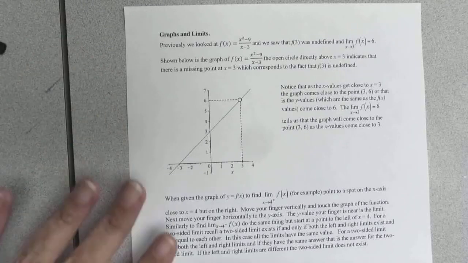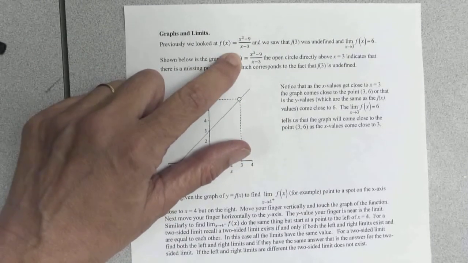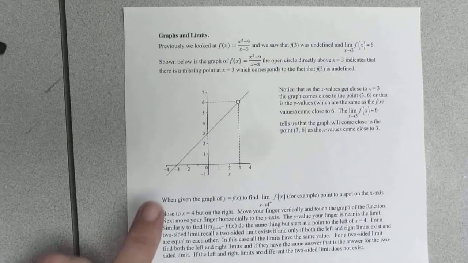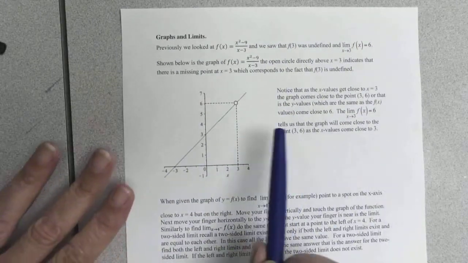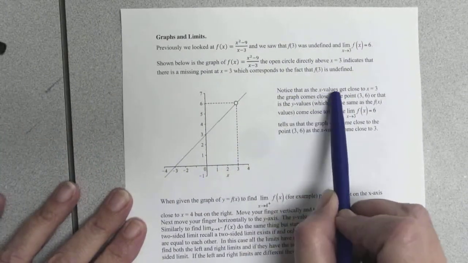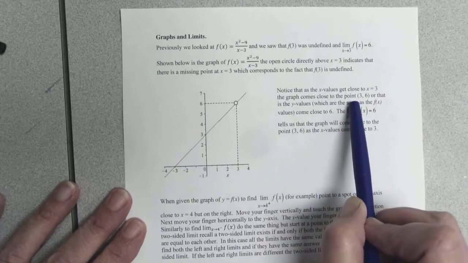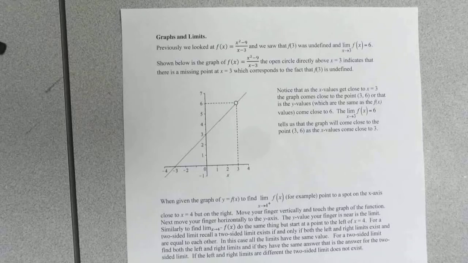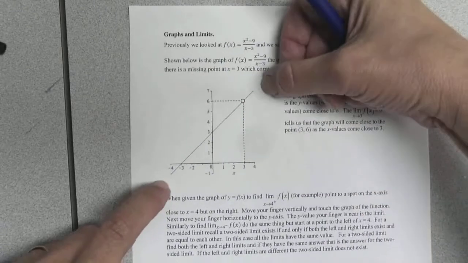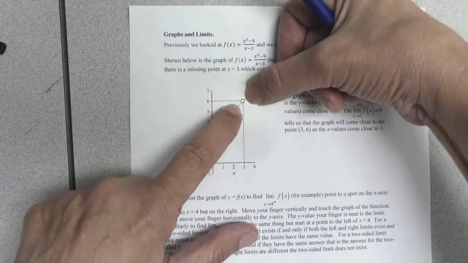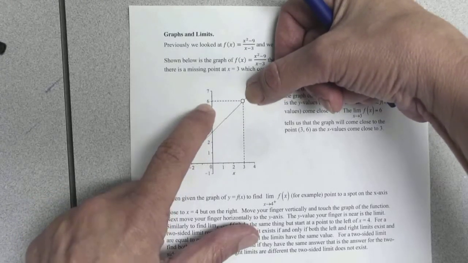So previously we looked at this guy here, (x squared minus 9) over (x minus 3), and we saw that f of 3 was undefined and that the limit as x goes to 3 of f of x was 6. And we drew the graph before, and what we want to notice here is that as the x values get closer to 3, the graph comes close to the point (3, 6), or the y values are coming close to 6. As I approach from both sides, left and right, my y-coordinate is coming close to 6.